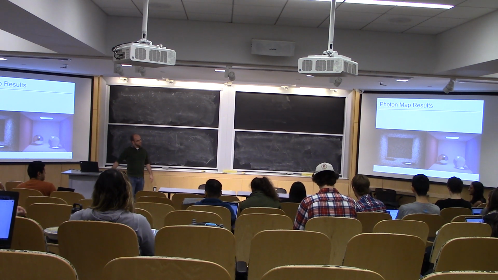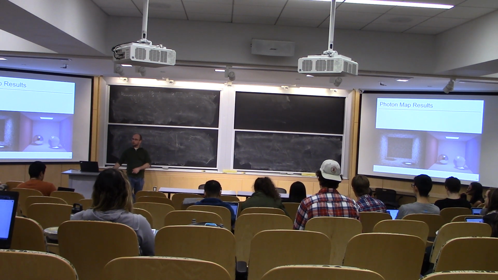Yes. So for the non-photon mapping, irradiance caching, does that mean that every frame you'd have to recompute this? Oh, that's a good question. We haven't talked about animation. So in photon mapping, for instance, if I want to render a fly through of this room, and the room is stationary, there's nothing changing about it, then you're right. I could compute the photon map once.